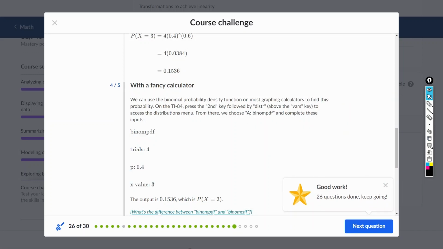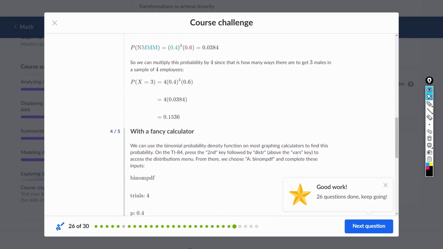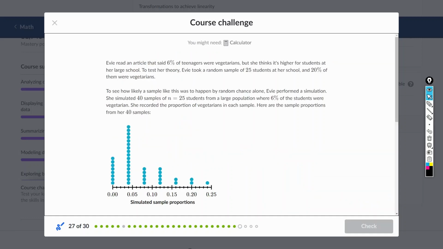好的，它用计算机算 binomial PDF 也可以，4次 0.4。那我们还是手算一下吧，这个题手算比较方便的，实际上。好的，E read an article that said 6% of the teenagers were vegetarian, but she thinks it's higher.